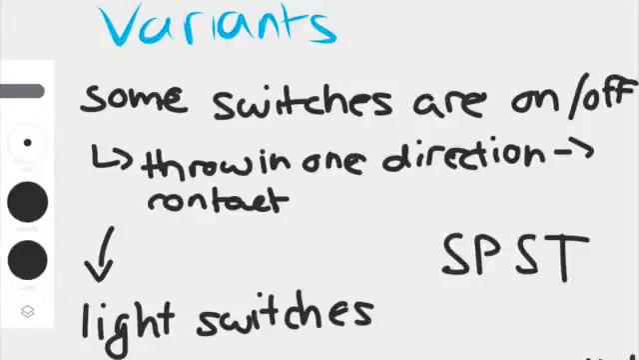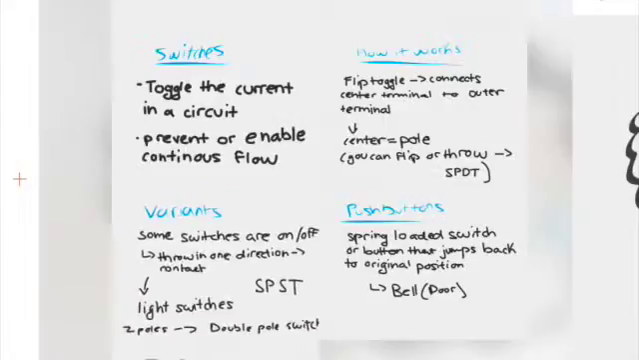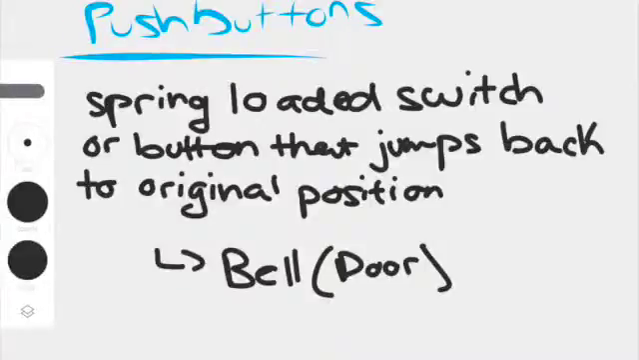Aside from the switches with the poles and the center terminals, there are also switches known as push buttons. Push buttons are basically switches that are spring-loaded, a button that jumps back to the original position. And we find these switches in our bells, and basically anything that you can press, like a buzzer, and it's commonly found.